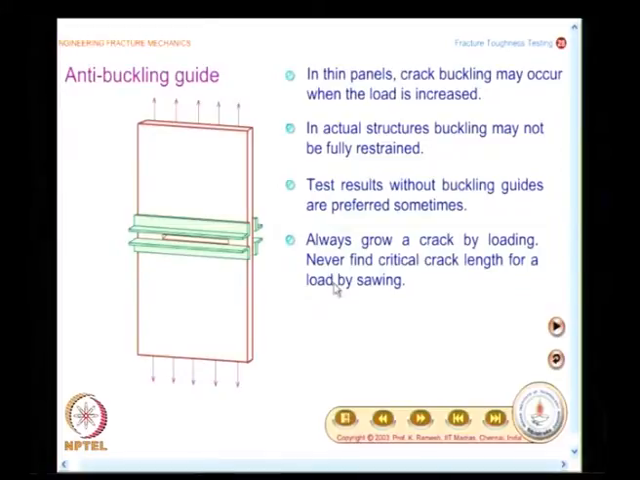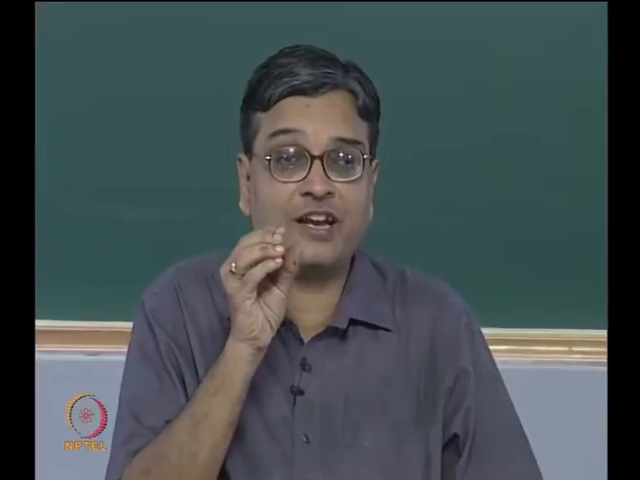Another recommendation is you have to grow a crack always by loading. What we have seen, when you increase the load, you will have a stable fracture followed by unstable fracture. And in fact, people make a video record of this plane stress testing, and they have to definitely see there would be a stable fracture followed by unstable fracture. This is how people filter out the results. What you are essentially doing is applying a uniaxial loading, and you are going to find out at what load the whole panel has a catastrophic failure.